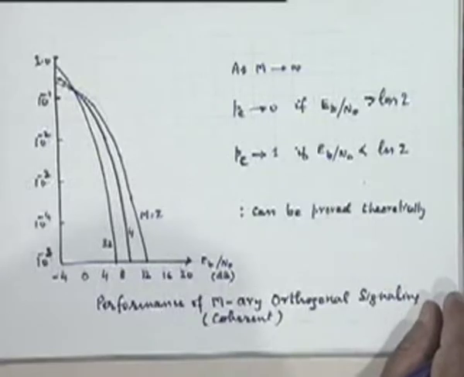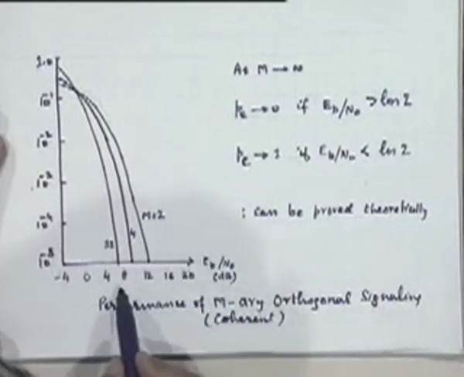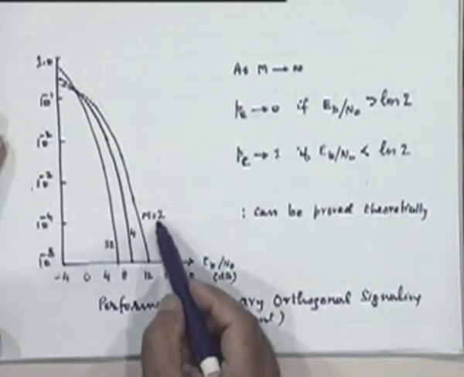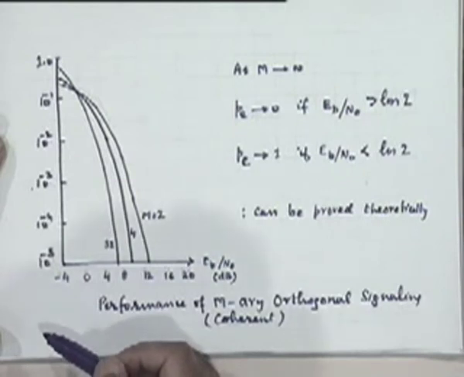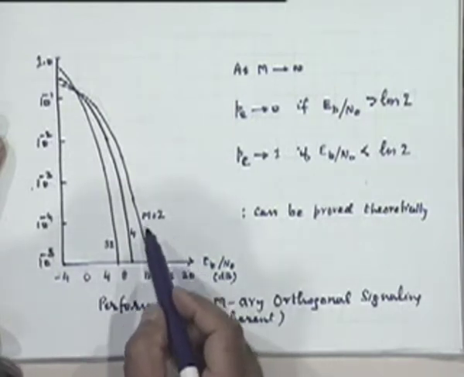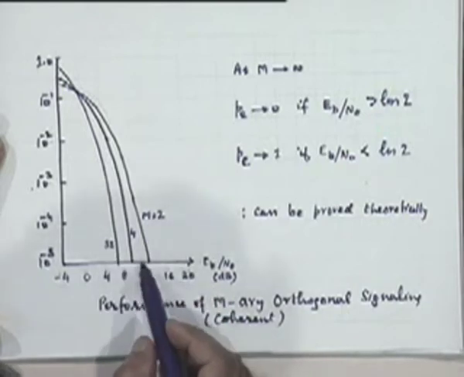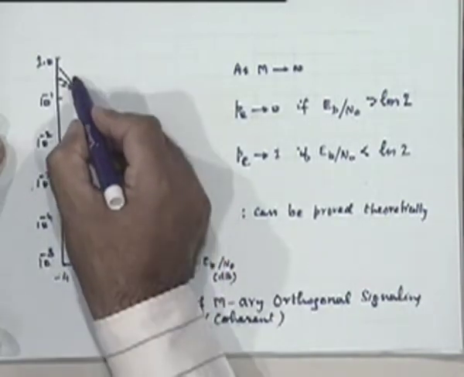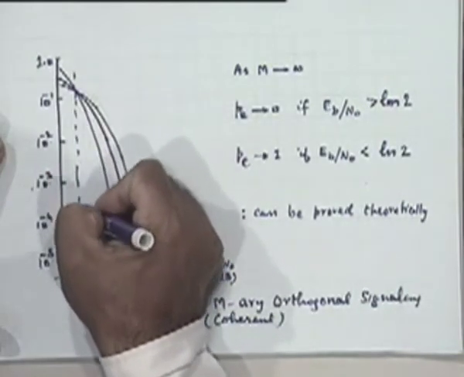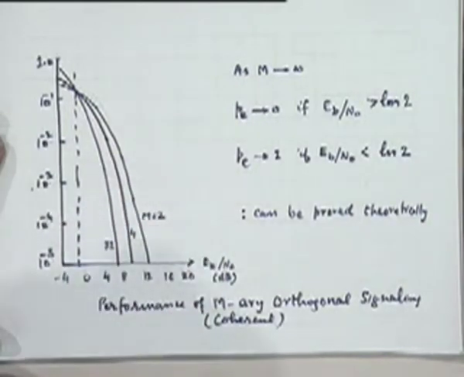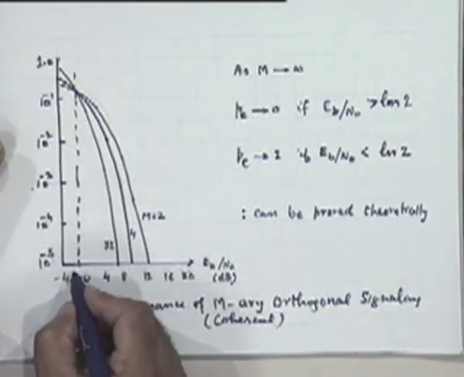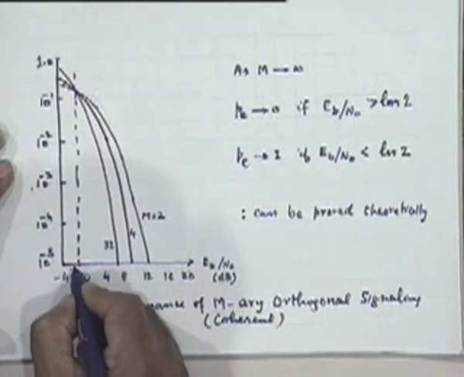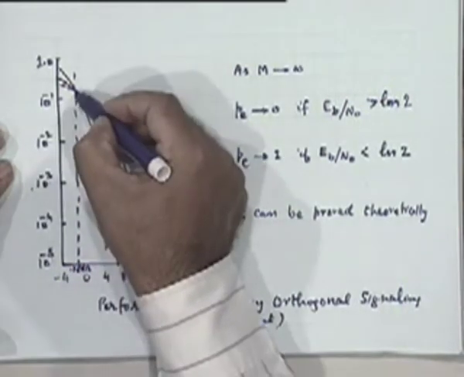This is a plot of this error probability. I plotted here the error probability against EB by N0 for different values of M. As you can see, as you increase the value of M, the curve tends to become lower and lower, provided EB by N0 is greater than some minimum value, which is about minus 1.6 dB. All these curves intersect at this point.